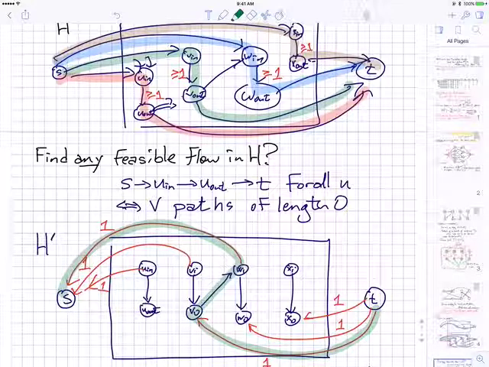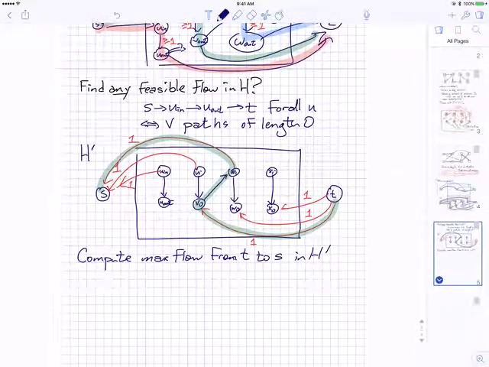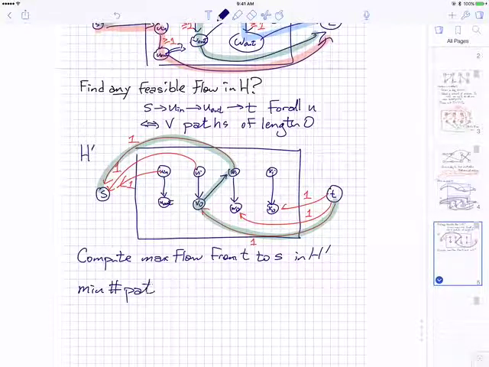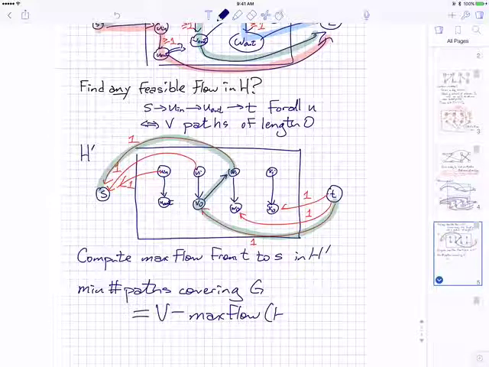Okay, so in a sense, this is like the previous problem where I'm selecting jobs. In order to maximize one quantity, I want to minimize a constant minus that quantity. In this case, the constant is V. So if I want to minimize the number of paths, I should maximize V minus the number of paths, which is going to be the value of the flow that I get here. Okay. So in the end, the minimum number of paths covering G is going to be equal to V minus the max flow value in H prime.